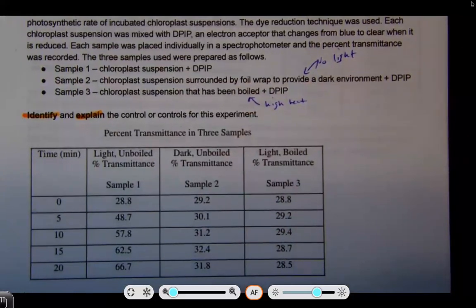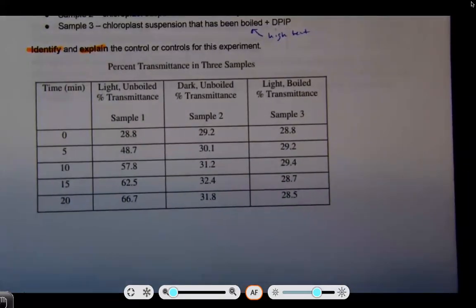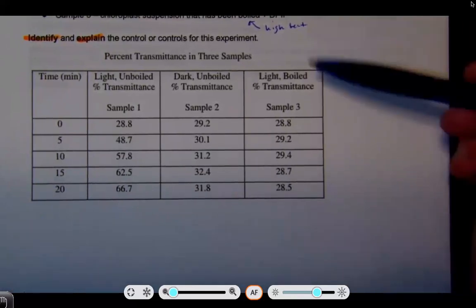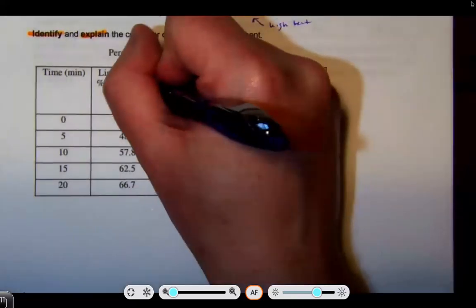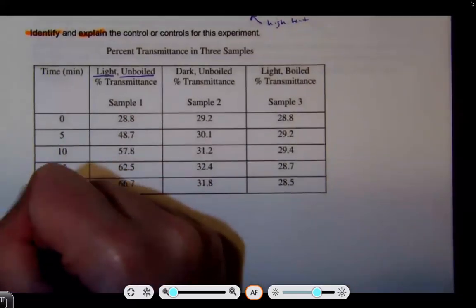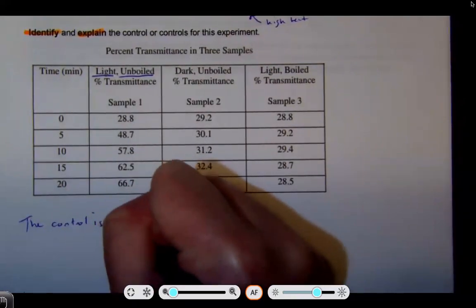For question number 5, the first thing we want to do is identify what the control is. A control is going to be your comparison group, so whichever group is the most normal group. Unless it's called a negative control, then it's like nothing, okay? Like you're supposed to get zeros on those or no results. But in this case, the control is your normal group. So the normal group would be our light unboiled group. So sample 1 is our control group. So the control is sample 1.